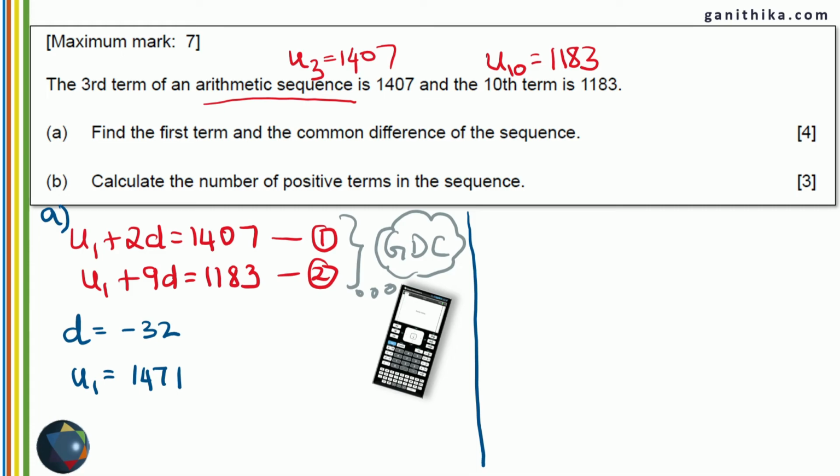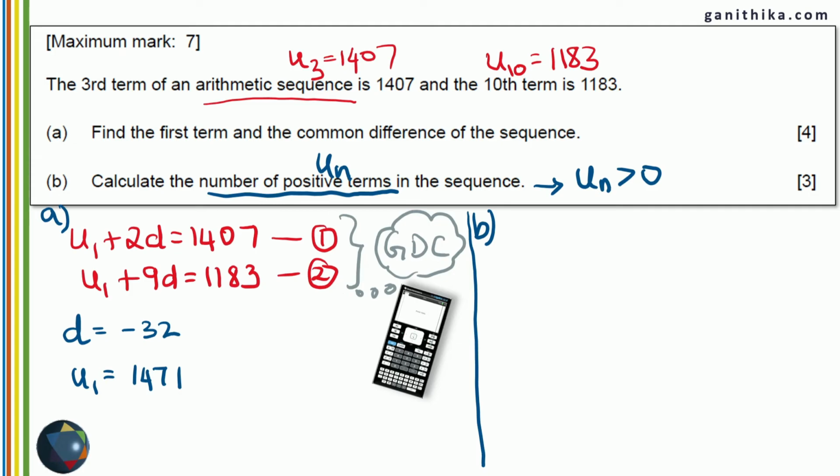Going to question B: calculate the number of positive terms in the sequence. So how many terms are positive? U1, U2, U3, U4, U5 and so on. How many terms are going to be positive? That's what you are going to say. Un: when is this Un going to be positive? Until when is it going to be positive? After a certain stage, it's going to be negative because you see that d is a negative number. Therefore, it's a decreasing sequence. Eventually it will reach 0 at some point and then it starts becoming negative.